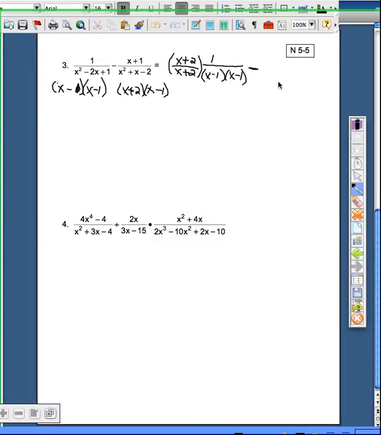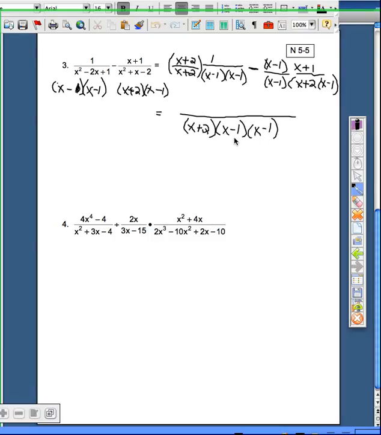Minus again, so again, red flag when you've got a minus. This one has 1 x minus 1 and an x plus 2, but it needs another x minus 1. So 1 in the form of x minus 1 over x plus 2 times x minus 1. All right, so now our common denominator is x plus 2 times x minus 1 twice.